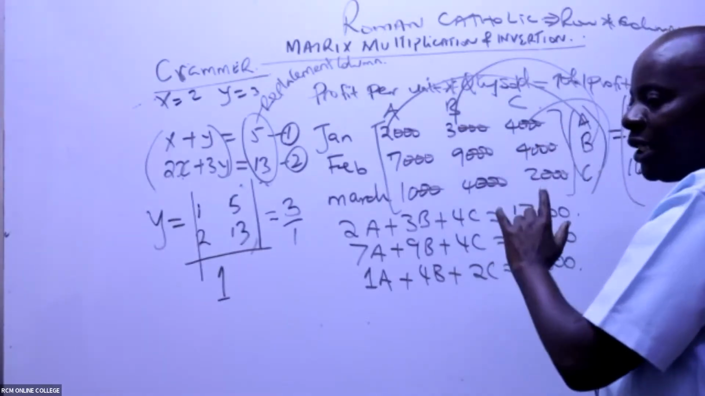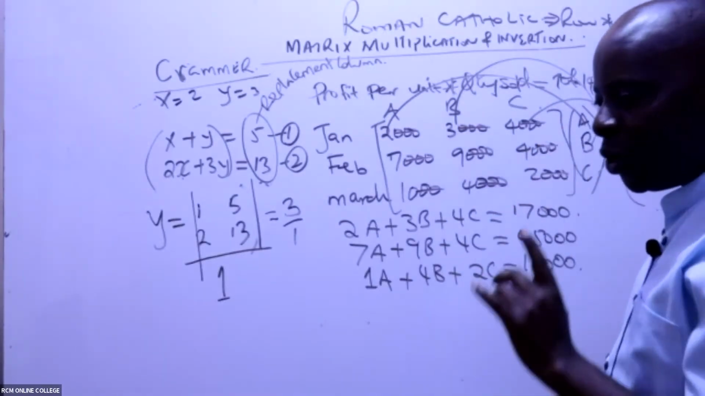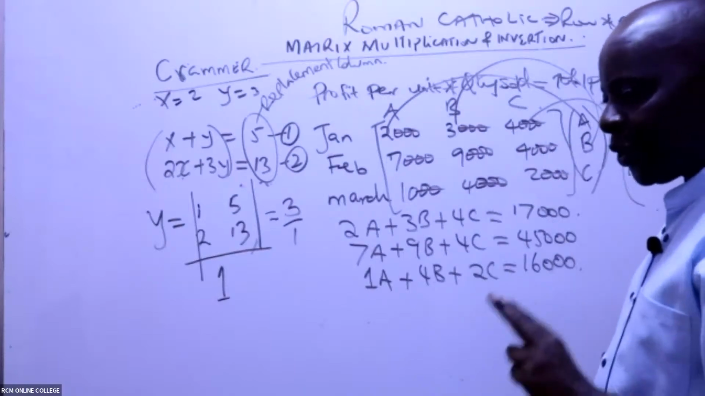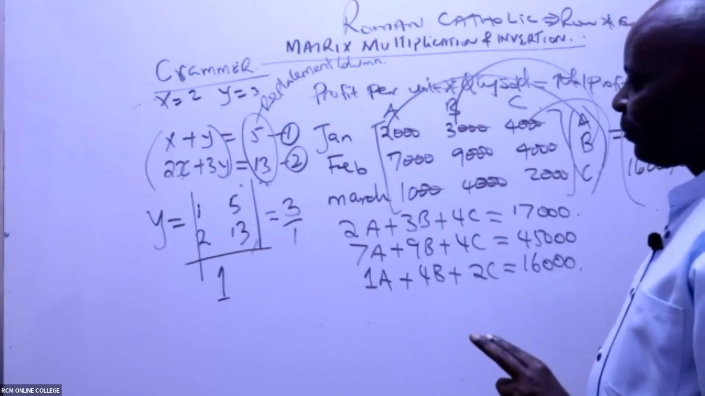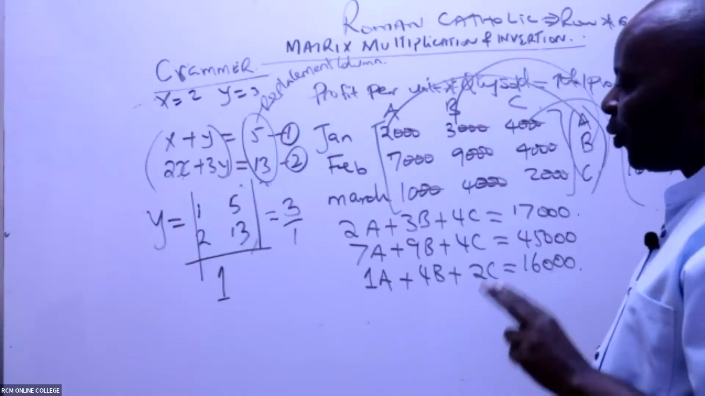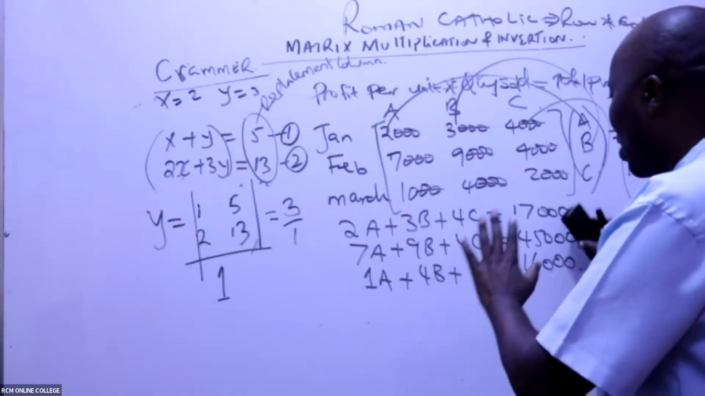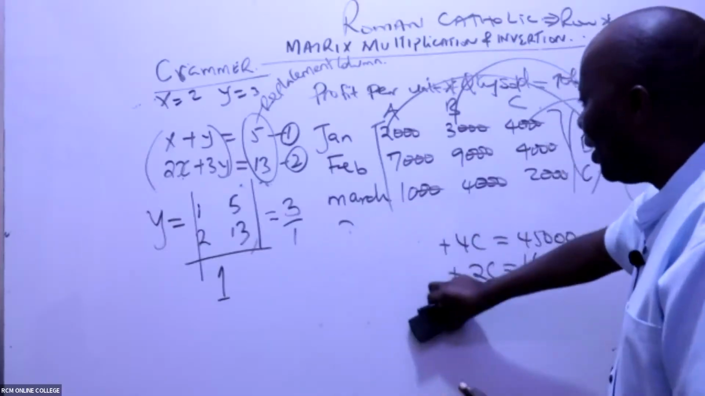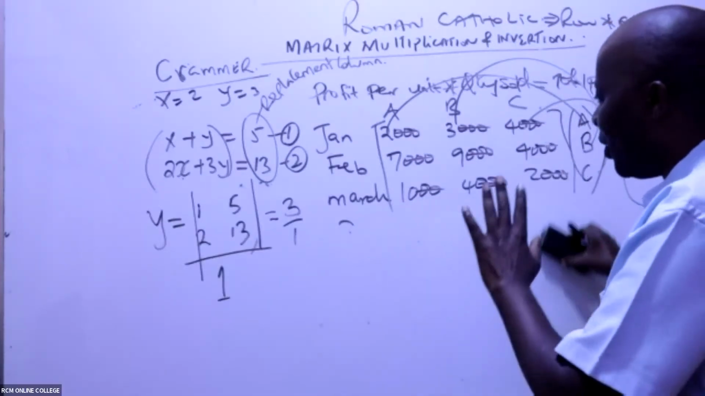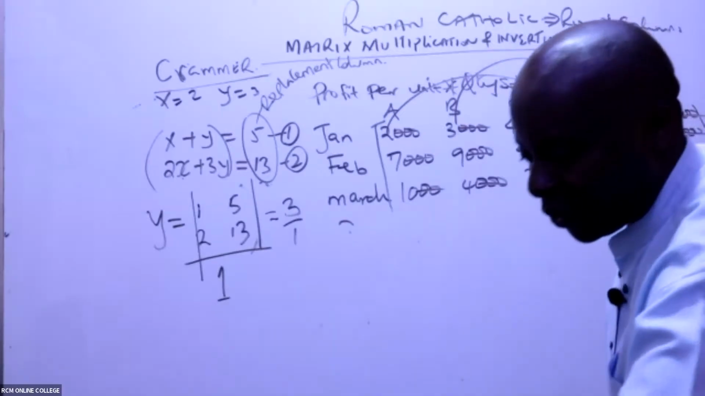So I will do this using 2 ways. Now, first I will rub this. And then, ladies and gentlemen, we have our matrices, 2 matrices here.